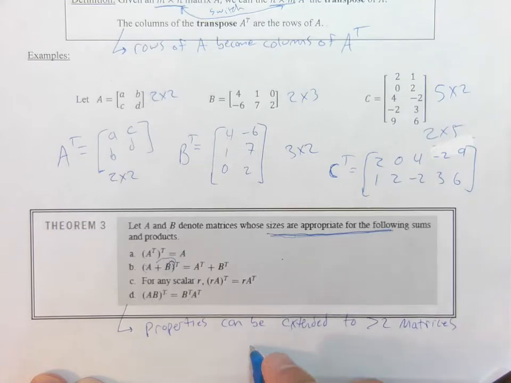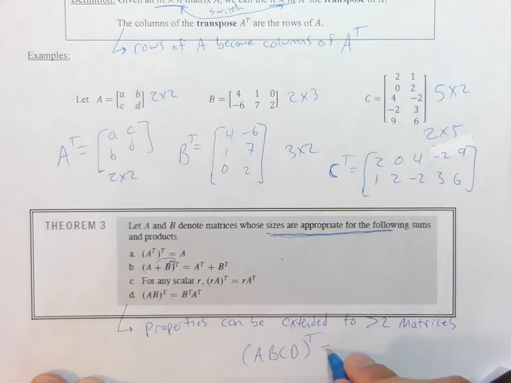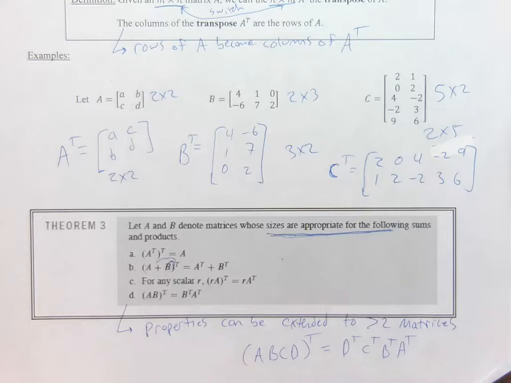For example, if we had something like A, B, C, D all multiplied and transposed, that's kind of like an application where we distribute the transpose but change the order. And so this would end up being D transpose, C transpose, B transpose, A transpose. You switch the order that they're being multiplied and you give them all a transpose.